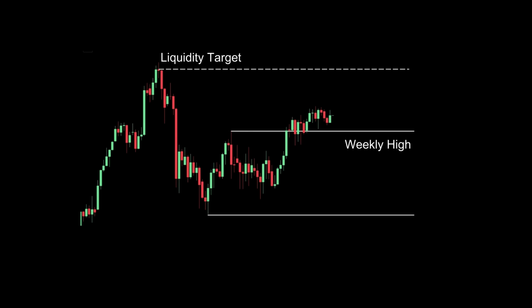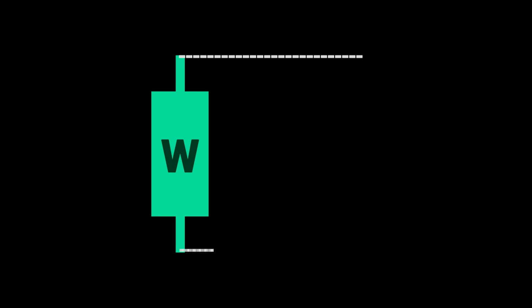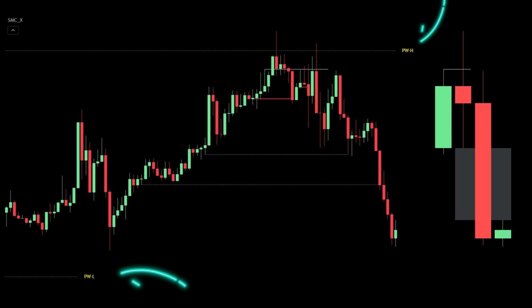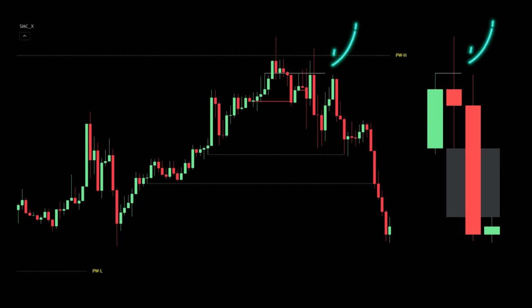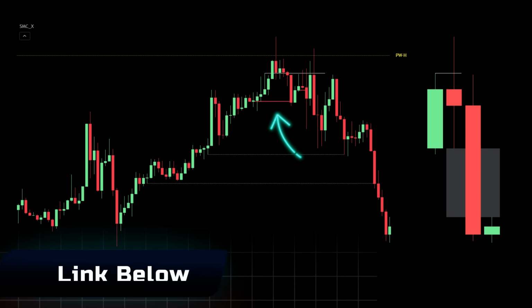Here's how I define a weekly continuation. First, we mark last week's high and low. That never changes. I use SMC X because it marks the weekly range, sweeps, and CISD levels automatically.